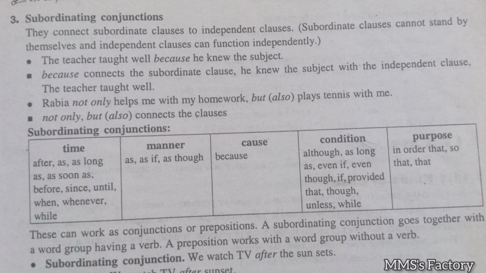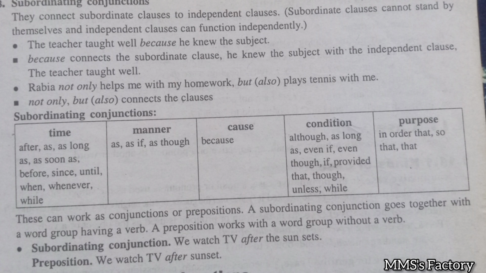These can work as conjunctions or prepositions. A subordinating conjunction goes together with a word group having a verb. A preposition works with a word group without a verb. Subordinating conjunction: we watch TV after the sunset. Preposition: we watch TV after sunset.